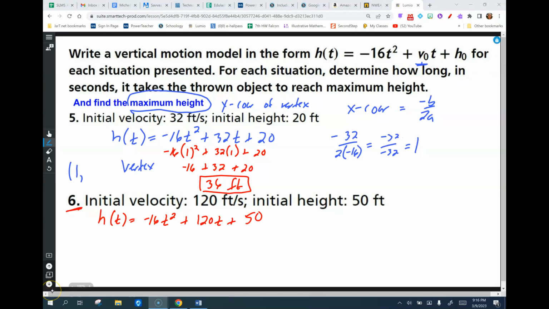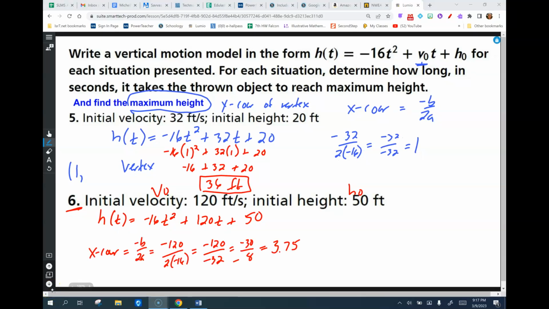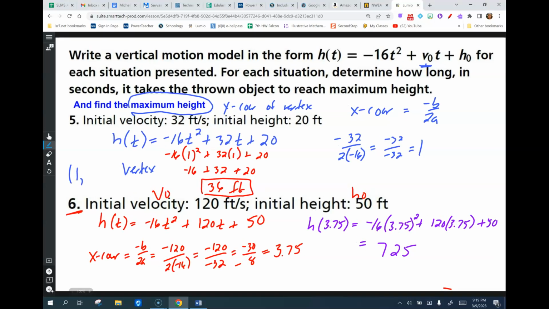Go. So you can see that we're just plugging in 120 because that's our initial velocity. That's our v sub 0. And this is our h sub 0. Good. Now go and find the maximum height. Follow what we just did in number 5. So we found our x-coordinate is 3.75. Yes? Go find the y-coordinate. Find that maximum height. Go. So we plugged in our x-coordinate of the vertex for h of 3.75. We plugged that all in. Came up with 725 square feet. Feet, not square feet. That's area.